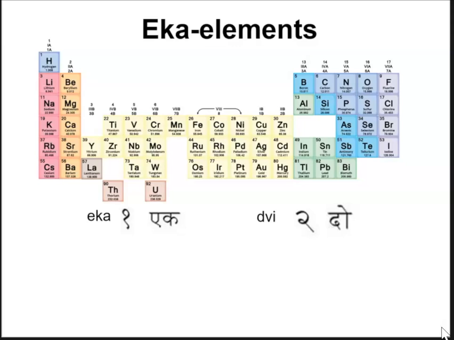So, for example, you'll see there's an element missing here. And when there's an element missing here, he's going to use the Sanskrit prefix eka. So eka-silicon, the element below silicon, which turns out to be germanium, he calls eka-silicon until it's discovered. And the great thing about that is, now that he's got this table ordered, chemists realize that the properties of germanium must be sort of an average between those of silicon and tin. And so they know where to look now. And it's much easier to discover that element when you know what properties it should have. So germanium is discovered soon after Mendeleev makes that prediction.